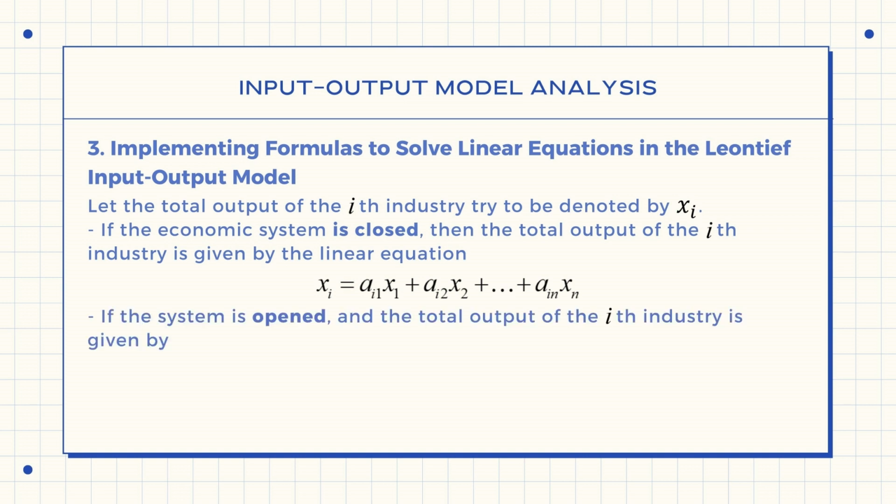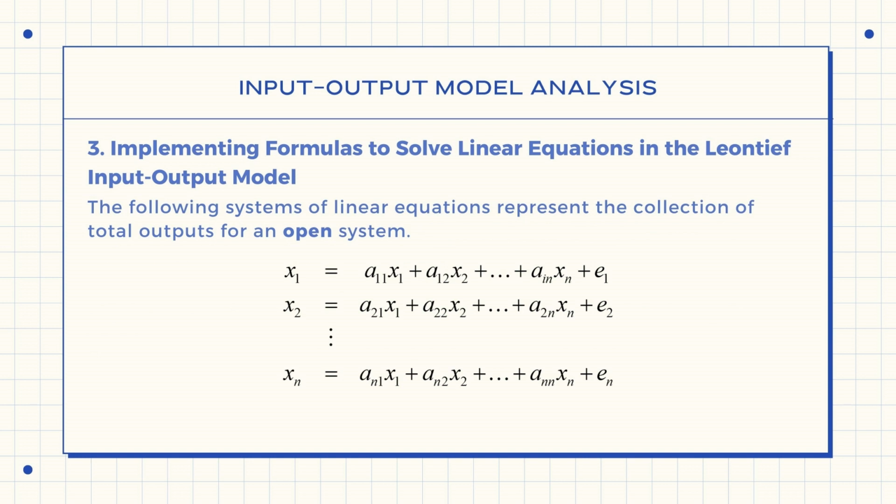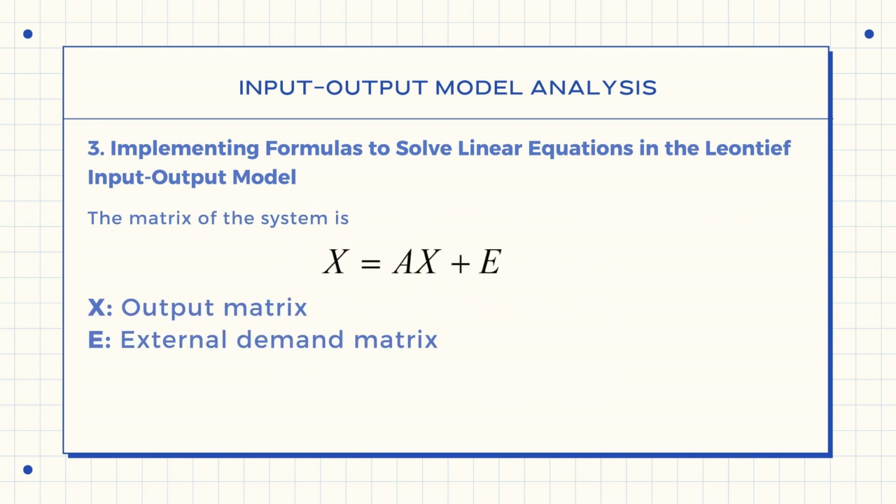On the other hand, if the industries within the system sell products to non-producing groups outside the system, then the system is called open, and the total output of industry i is given by the equation, where E represents the external demand for the industry i product. The following system of linear equations represents the collection of total outputs for the open system. Therefore, the matrix form of the system is X = AX + E, where X is the output matrix and E is the external demand matrix.